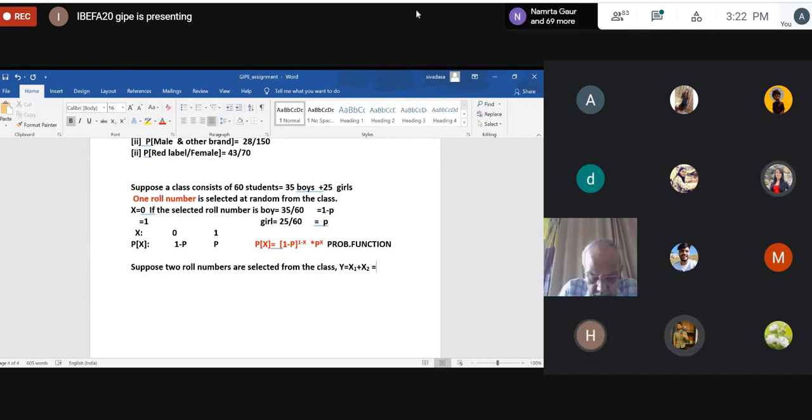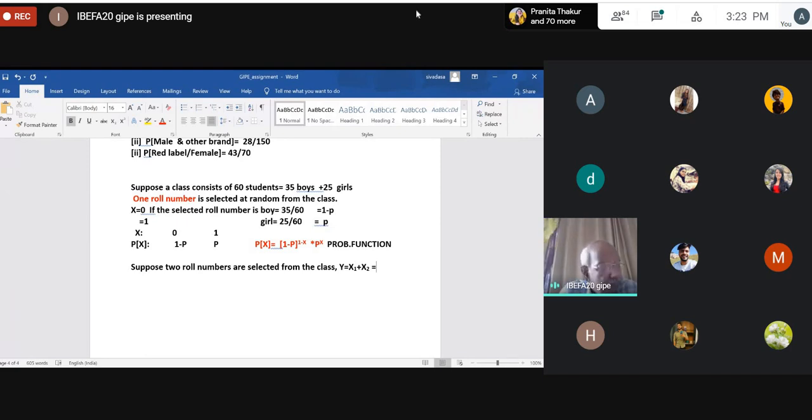Y is the cumulative distribution function of x1 and x2. No. So selecting two students from a class of 60 students. Yes. And summing up their roll number. X stands for boy or girl. So what is to be done now?